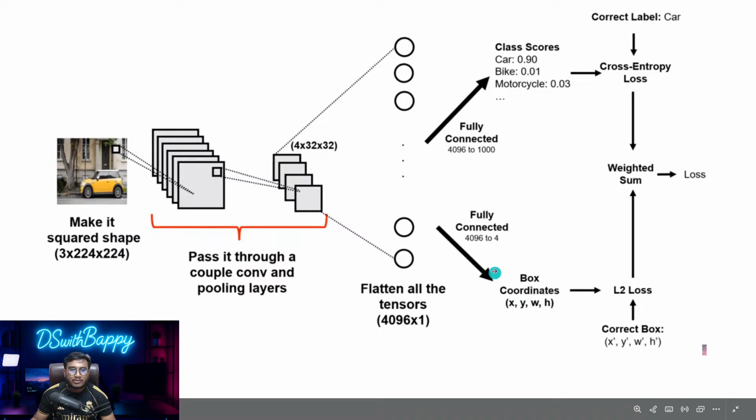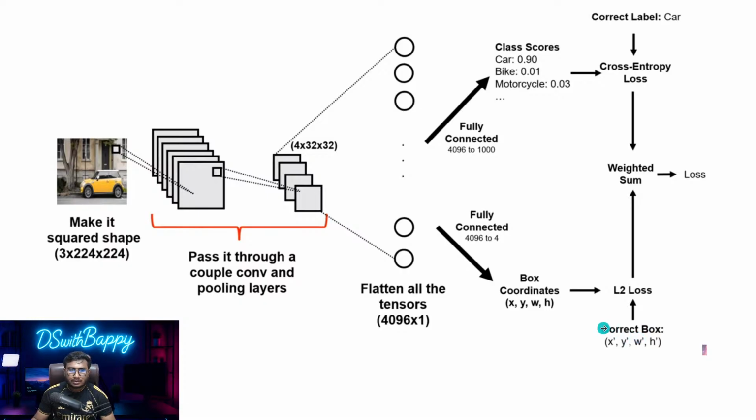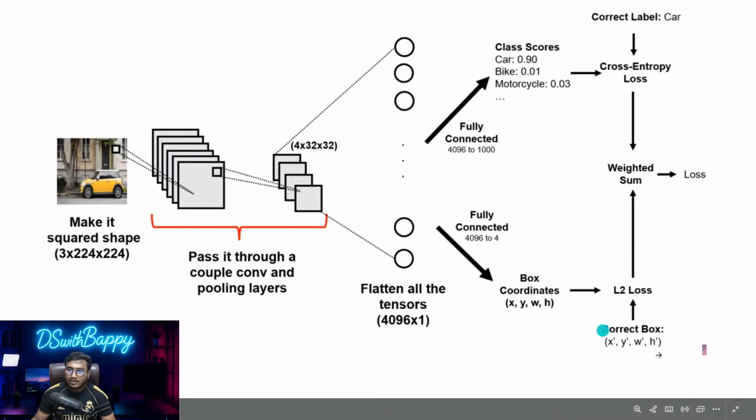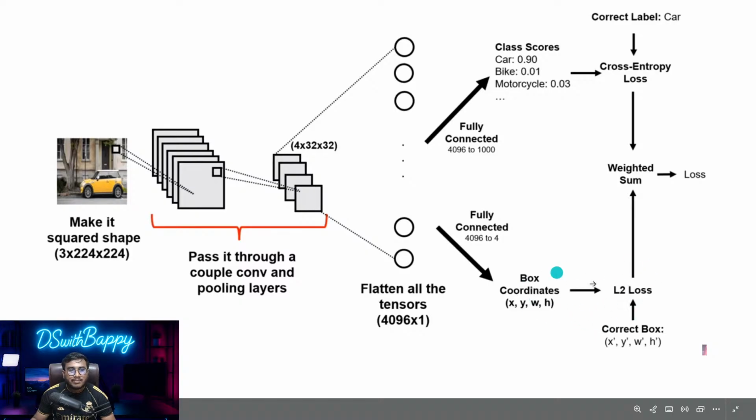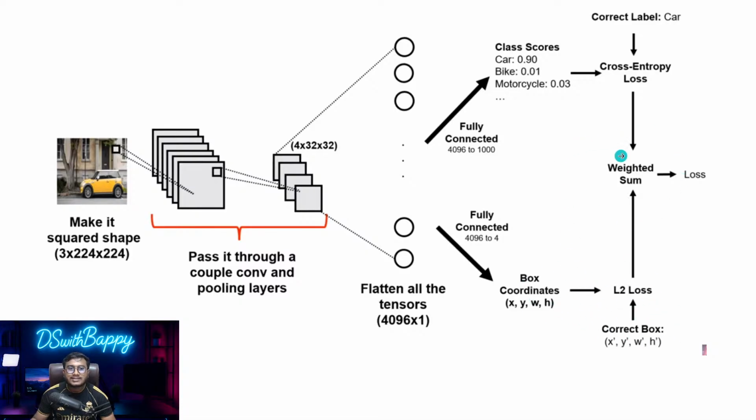Now what you have to do is compare the predicted bounding box and the actual bounding box, and with respect to that you will be calculating the loss. Here we use something called L2 loss. That means the loss we get from the classification and the loss we get from the bounding box coordinates, we have to take the weighted sum. This will become your main loss for the object detection model.